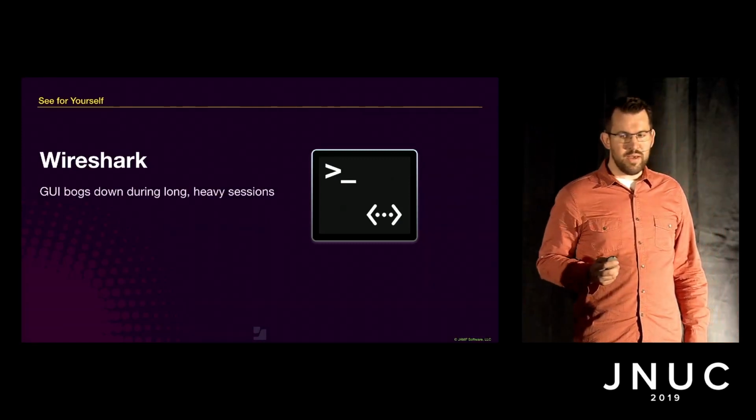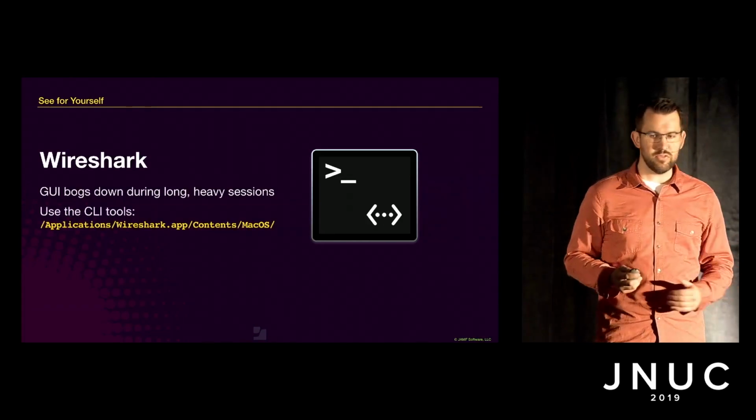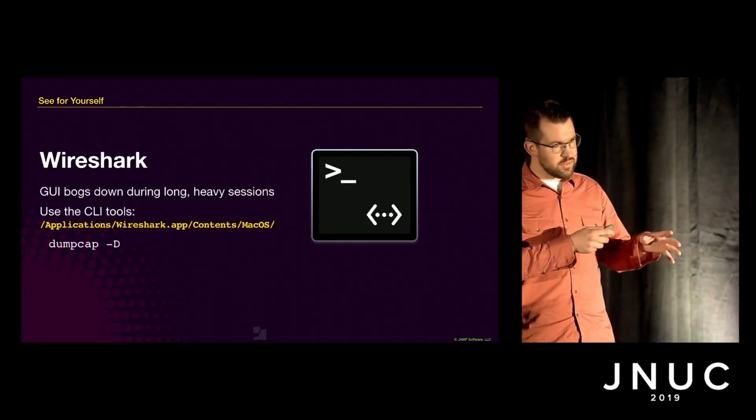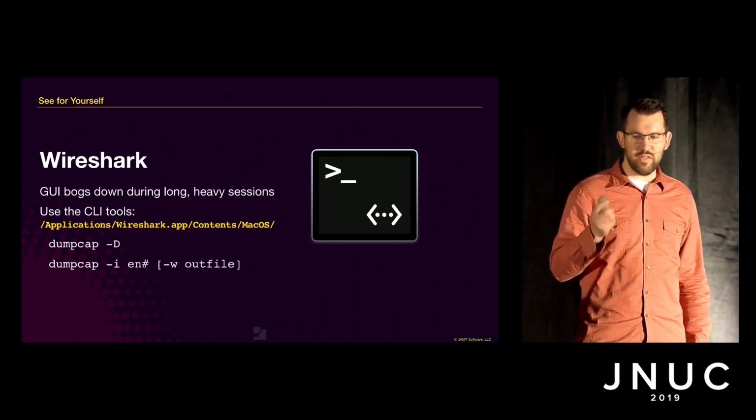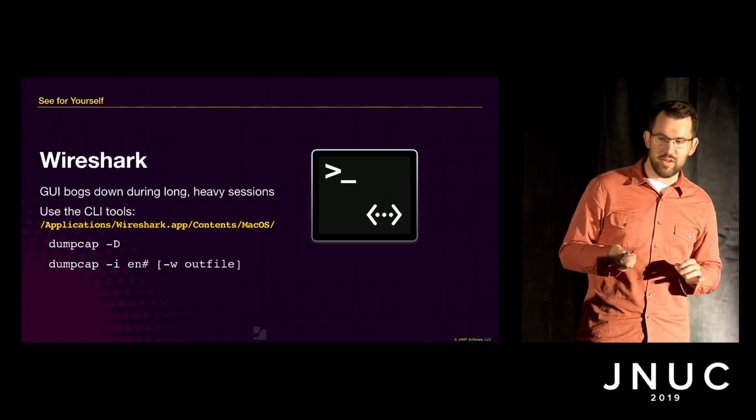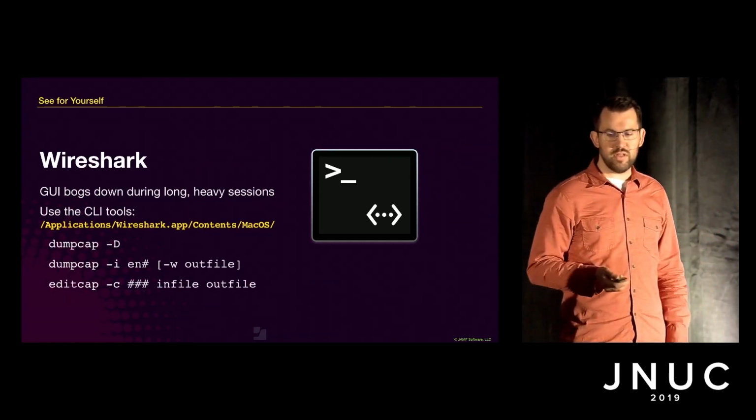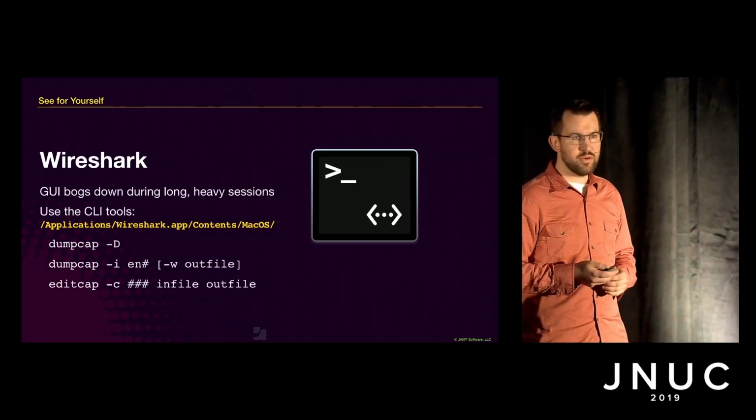If you wanted to try it on the Mac, the graphic interface kind of bogs down during heavy sessions that I found. So I use the command line tools. They're baked inside the application folder. Dumpcap shows the list of interfaces, and then you start the capture on the specific interface that you want. It lists out the names and the en numbers for that interface.